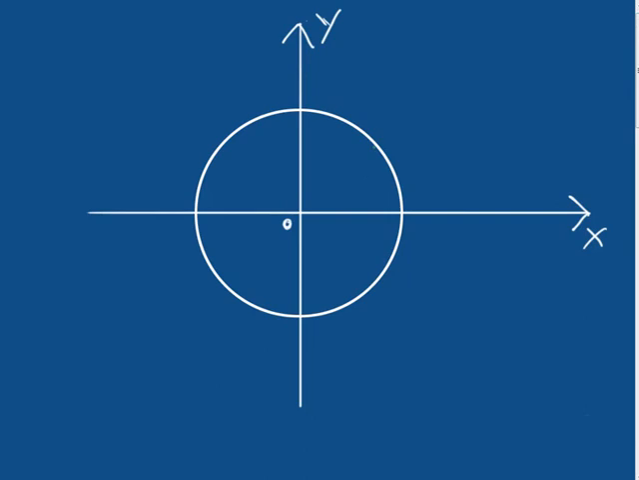Well, we know that any point on the circle is going to have coordinates in 2D, so it's going to be a point x, y, and we know that any point on the circle, no matter where on the circle that point lies, is always going to have the same distance from the center of the circle, and that distance is called the radius. It's a constant value for the entire circle.